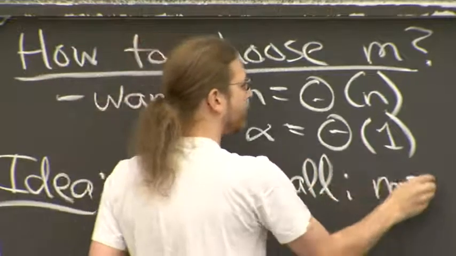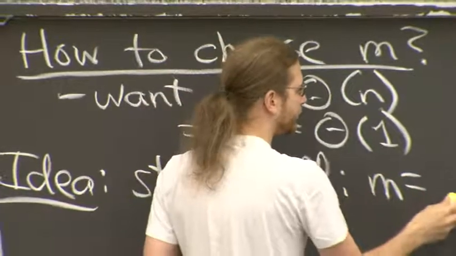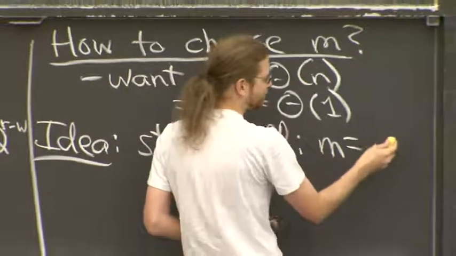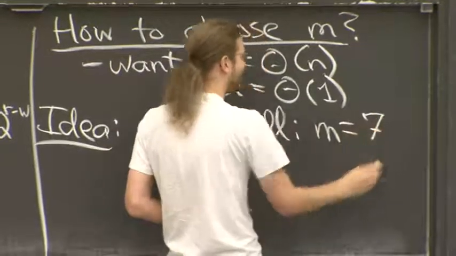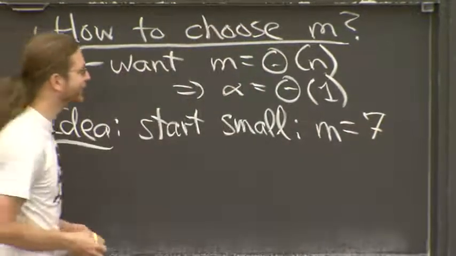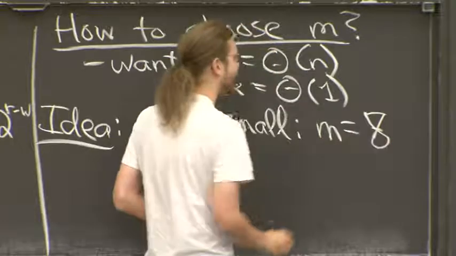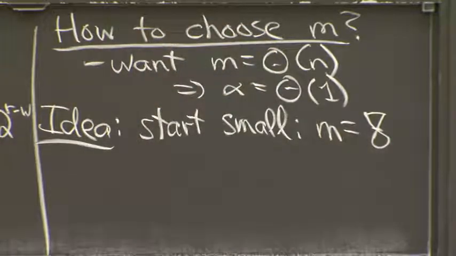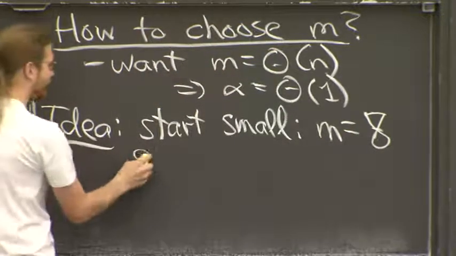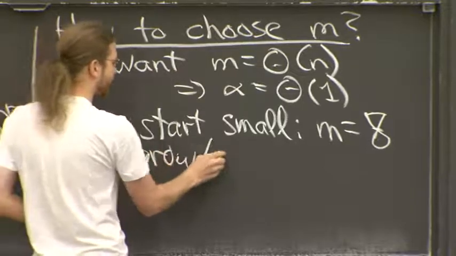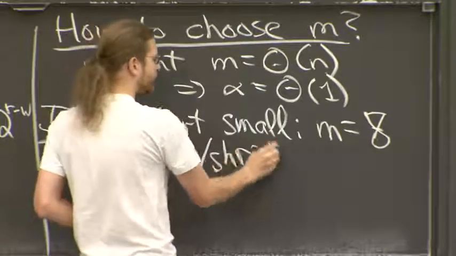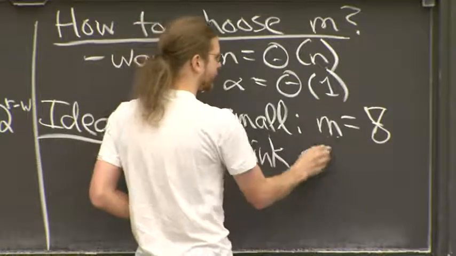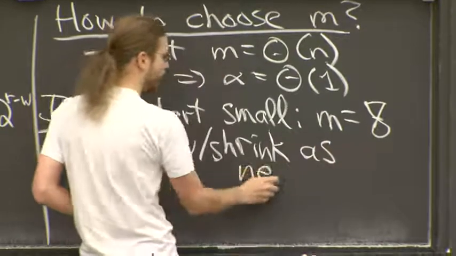We're going to start with m equals some constant. Pick your favorite constant. 20. My favorite constant, 7. Probably I want it to be a power of 2, but what the hell. And then we're going to grow and shrink as necessary. Okay, this is a pretty obvious idea. The interesting part is to get it to work.